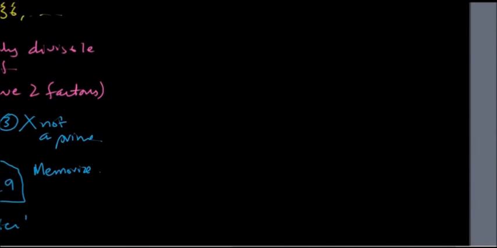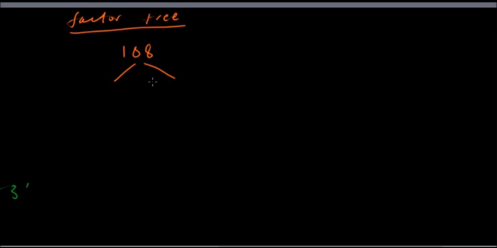Okay, moving on. There's this concept of a factor tree. Sometimes you get these big numbers. So let's say you have 108 and you want to find all of its factors. One way to do it is to make this factor tree. It's always good to start with 2 if you have an even number, with 2 being one of the factors. So 2 times 54 will give me 108, right?